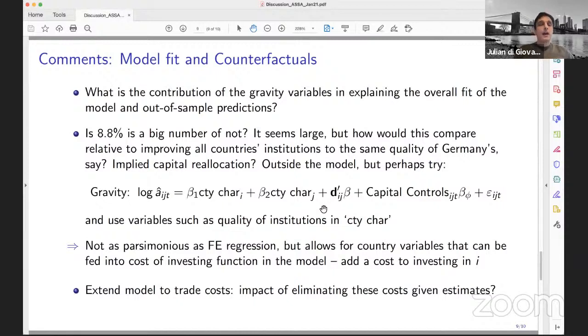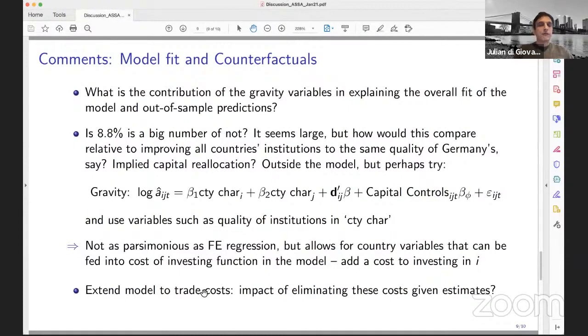Hopefully not. If not, then I'd be worried about the fixed effect regressions, and I'm guessing you'd still get something interesting showing up here. Again, not as parsimonious as the fixed effects regressions, but it would allow for perhaps adding a simple cost of investing in country i into the model, and then rerunning some counterfactuals and trying to figure out: is it really bilateral frictions that matter, or is the estimation, the way the model's set up, implicitly picking up differences across countries that might matter quite a lot?